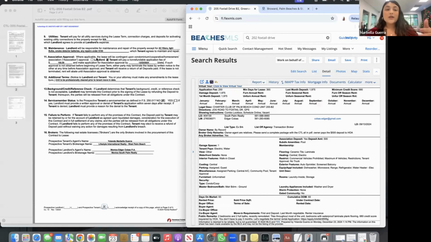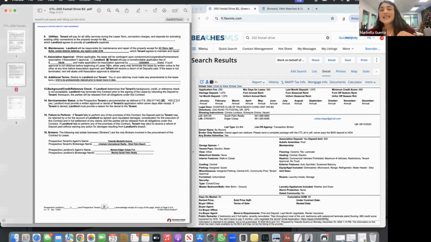So I would put on here, where applicable, the lease will be contingent upon condominium or cooperative or homeowners association approval. And you're going to cross off tenant will pay a non-refundable application fee of, I thought it was 150, it was actually 250. I learned today. 250 and make application for association approval by said date. Normally I put next business day. I try to make sure that my clients get the HOA application submitted as soon as possible because HOAs can take up to 30 days per Florida law. So I like to make sure that they get that in ASAP.